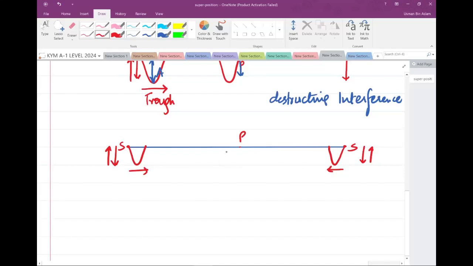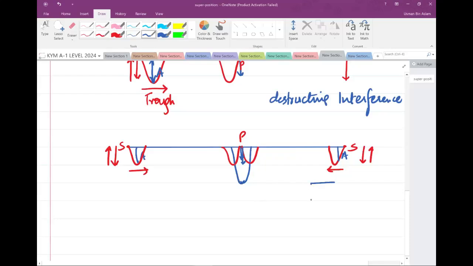So let's say P is a point. When the trough from the left reaches the point P, it tries to pull the point P in the downwards direction first. And when the trough coming from the right reaches the point P, it also tries to pull the point P in the downwards direction. Because both of them are trying to pull P in the same direction, as a result P is going to get displaced by a displacement equal to both their amplitudes added together. Both the waves are trying to pull the point P in the same direction. That is why their effects will get added.